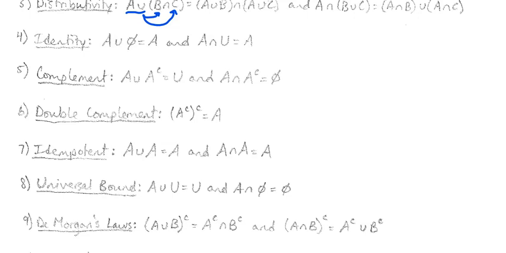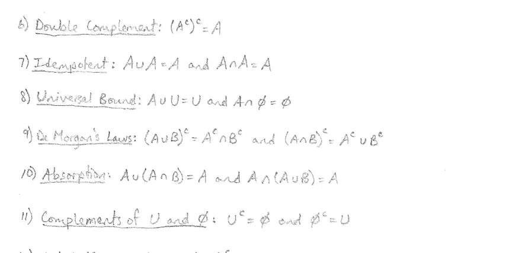Six, again, it should look fairly familiar, pretty similar to something we saw regarding laws of logic. The complement of the complement of A is just A. Seven, the idempotent laws. A union A is A, and A intersect A is A. Those things just kind of make sense. Eight, the universal bound laws. A union the universal set U is equal to U, and A intersect the empty set is going to give you the empty set.